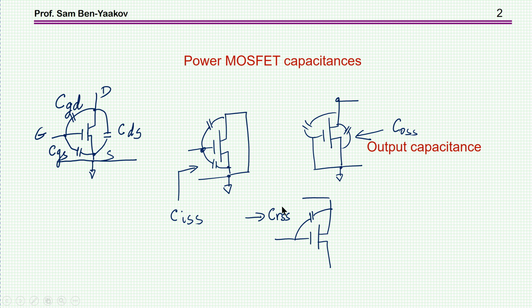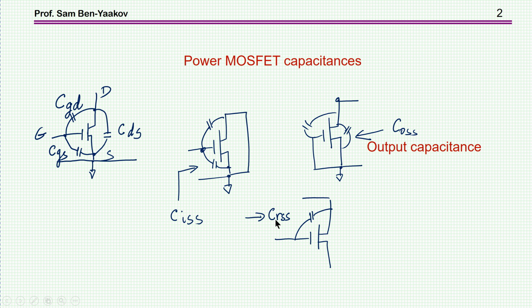And then we have the C out SS, the output capacitance. This will be between drain and source when the gate is also connected to the source. And finally, there is the definition of the CRSS, which is basically the capacitance between the drain and the gate. Now, these are the definitions, but you'll find values for them in the datasheet.